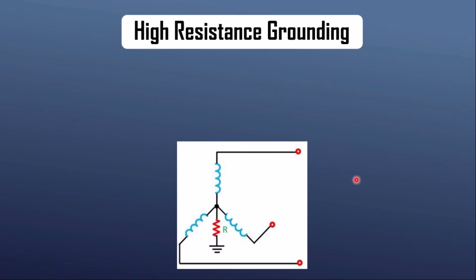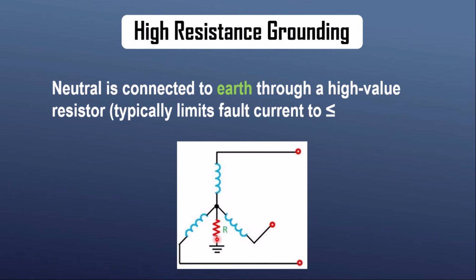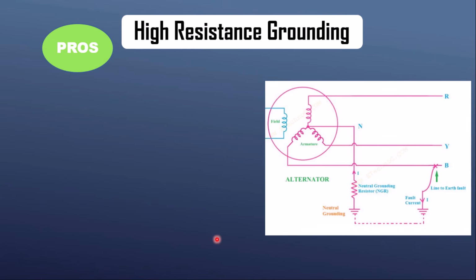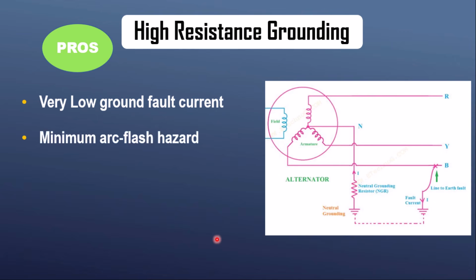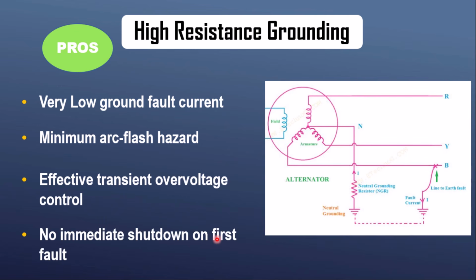Now comes our last technique, which is high resistance grounding, in which the neutral of the generator or the transformer is connected to the ground with a high resistor, which typically limits the fault current to less than 5 ampere. Let's discuss the benefit of this technique. This technique keeps the fault current extremely low, which greatly reduces the arc flash hazard. Also, it has very effective control over the transient overvoltage. And when the first ground fault occurs, the system continues to operate and only triggers an alarm. So there is no immediate shutdown.